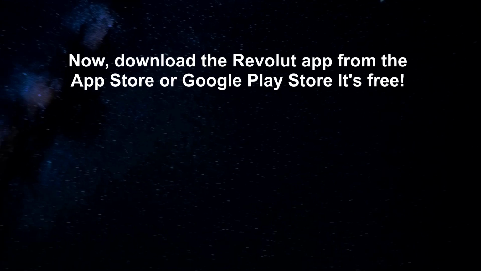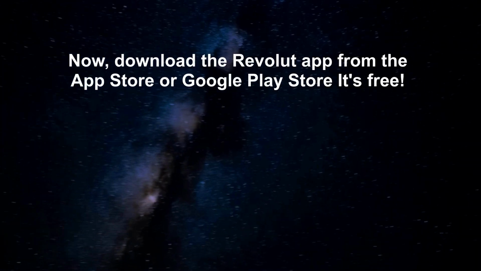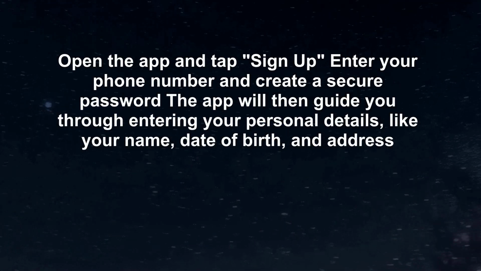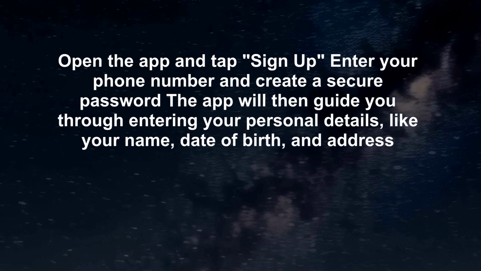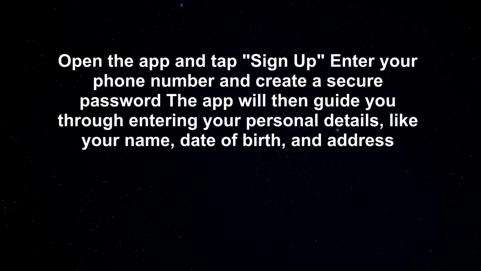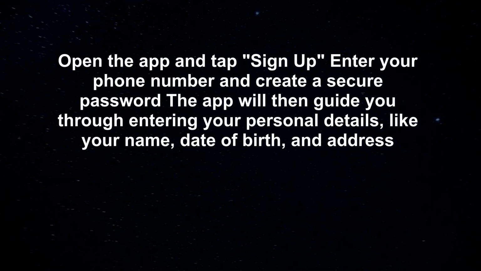Now, download the Revolut app from the App Store or Google Play Store. It's free. Open the app and tap Sign Up. Enter your phone number and create a secure password. The app will then guide you through entering your personal details, like your name, date of birth, and address.